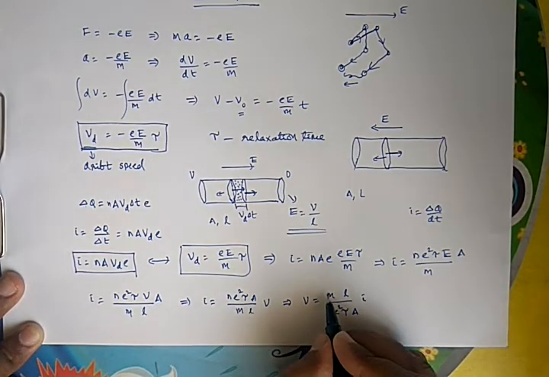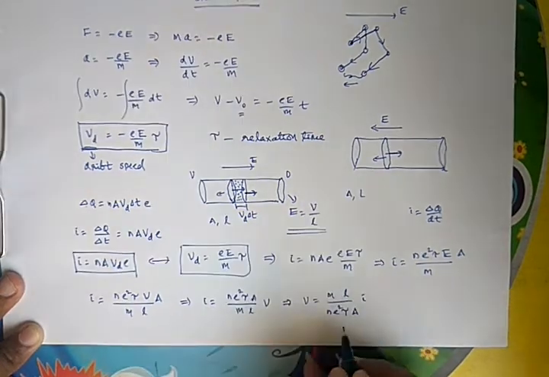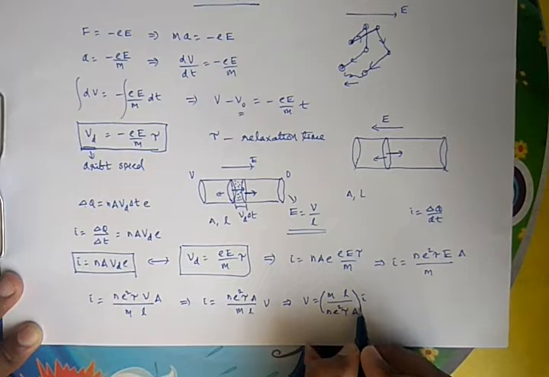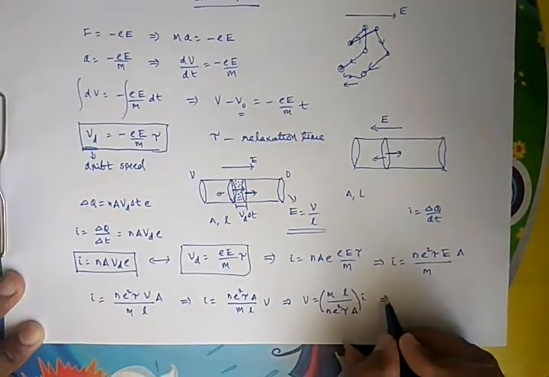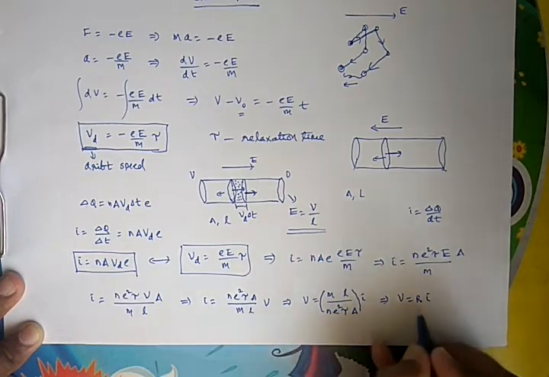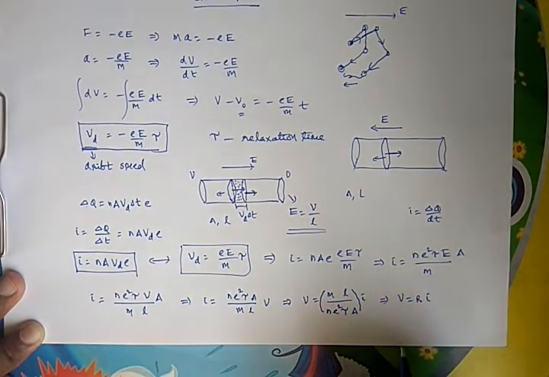In this case, m is the mass of the charged particle, the electron, which is constant, L is the length of the conductor, A is the area of the conductor, N is the number of charged particles per unit volume, E is the charge of an electron, and T is the relaxation time. And see, everything is constant. So you can write that as V equals R into I. That constant is the resistance of the wire.